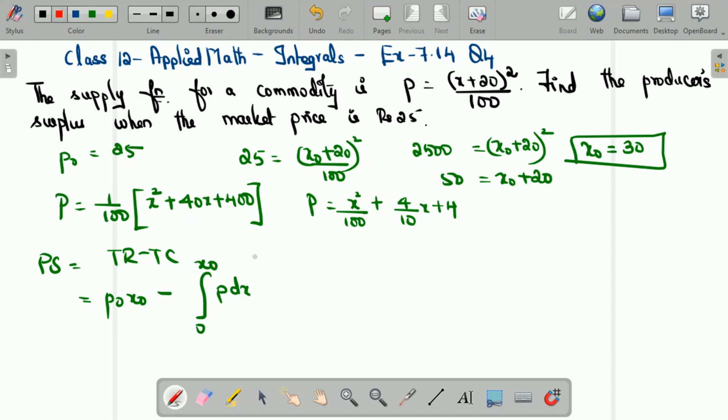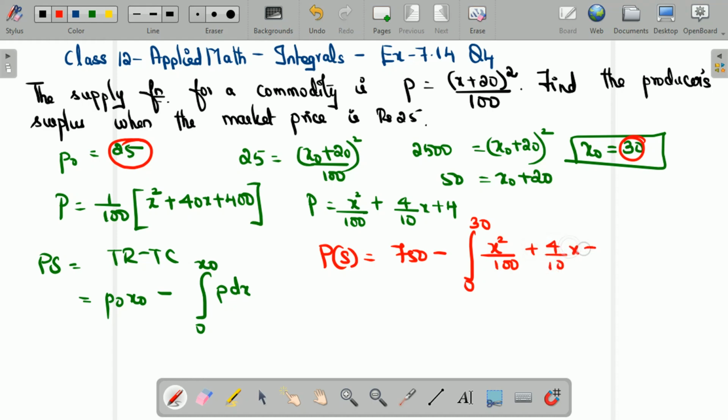So P naught X naught is nothing but P naught is 25, X naught is computed to be 30. So 30 into 25 is 750. So PS is going to be equal to 750 minus integral 0 to 30 of your P function, which is nothing but x squared by 100 plus 4 by 10 x plus 4 dx.